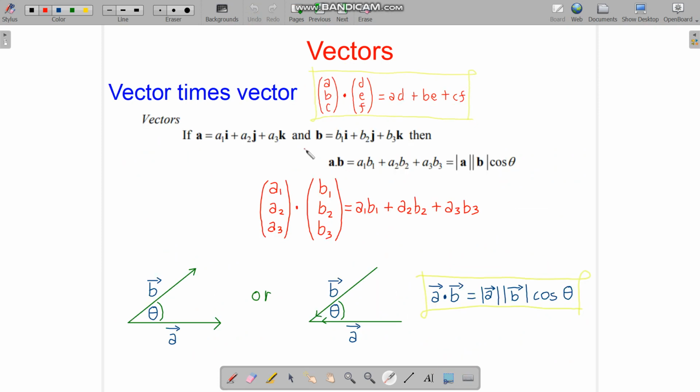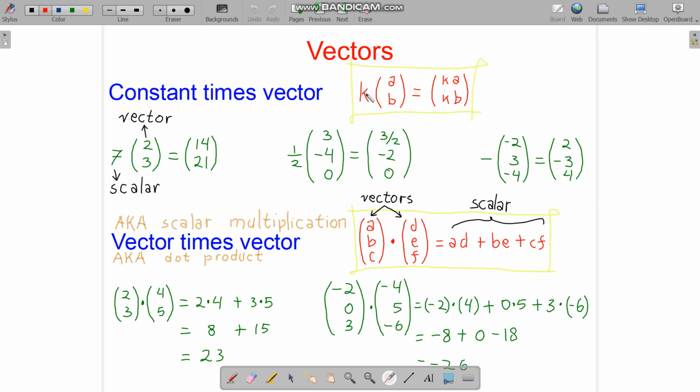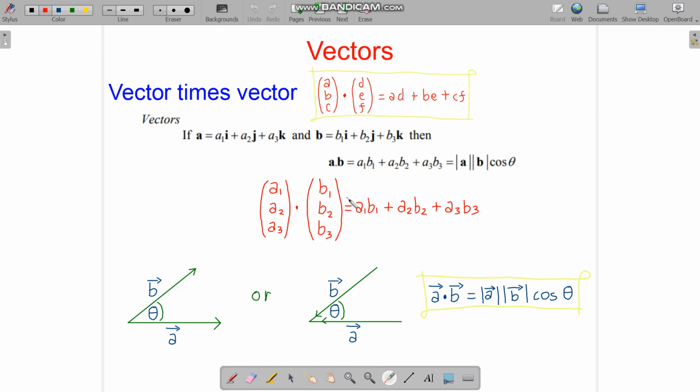So in MF19 you see this formula, the only formula about vectors. This is for the multiplication. This is how we multiply, remember. We get a dot b, but a dot b is also equal to the magnitude of a times the magnitude of b times cos theta. So this symbol, the modulus symbol, means the magnitude.